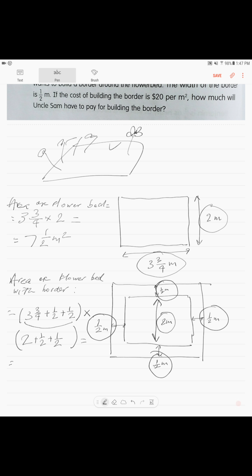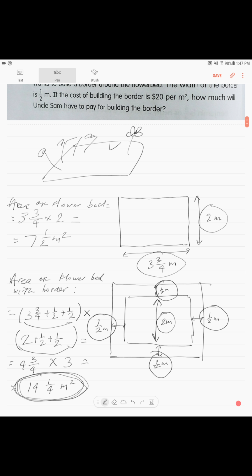So what is this as a total? 3 3/4 plus 2 halves is going to be 4 3/4 times, what is this? You calculate this, it's going to be just 3, and you multiply. When you multiply, you're going to get 14 1/4 meter square. All right? So you got your new area with the border.